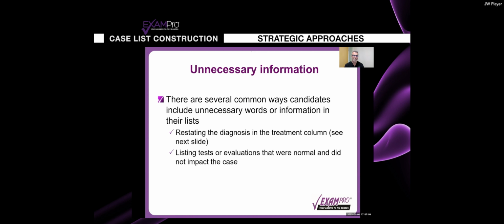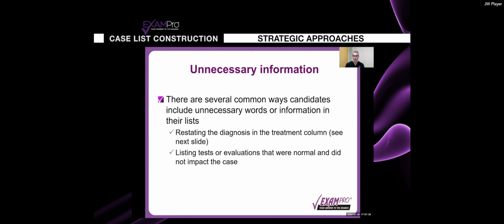One is that they'll restate the diagnosis that's listed in either the pre-op column or the antepartum complication column. They'll restate the diagnosis in the treatment column, and I'll show you an example, by saying something like cesarean delivery for or hysterectomy for. Well, I already know why you did it, because in the other column, you told me what that diagnosis is. I'll show you an example in just a second.